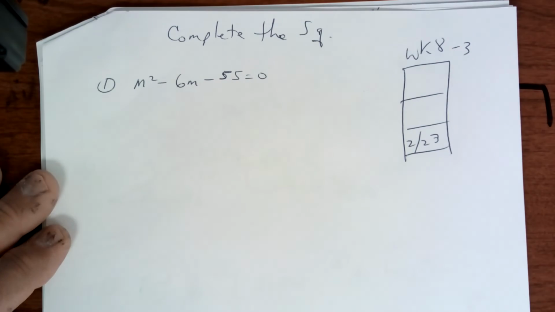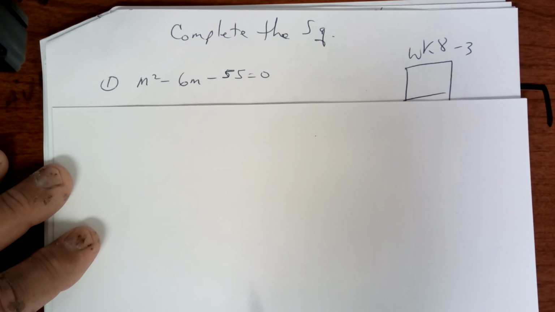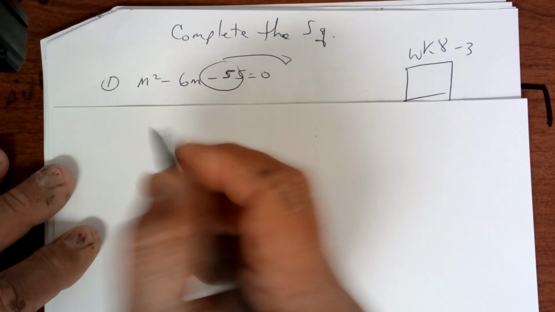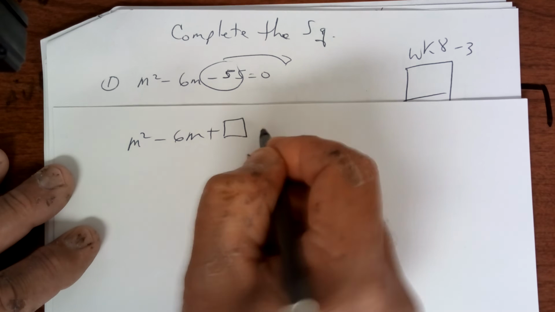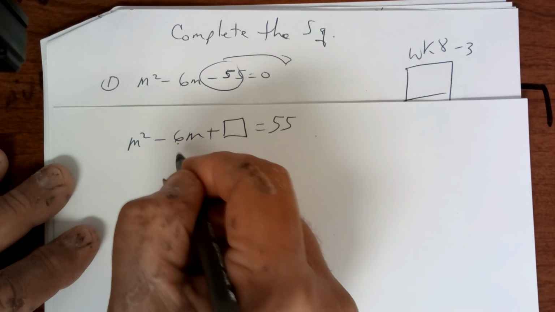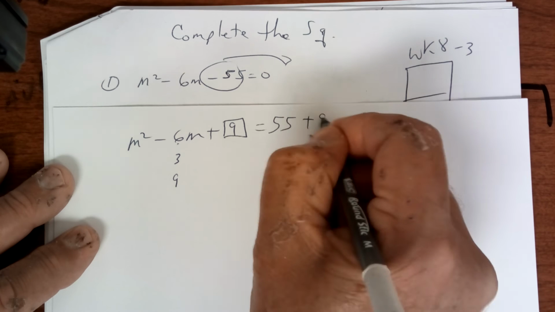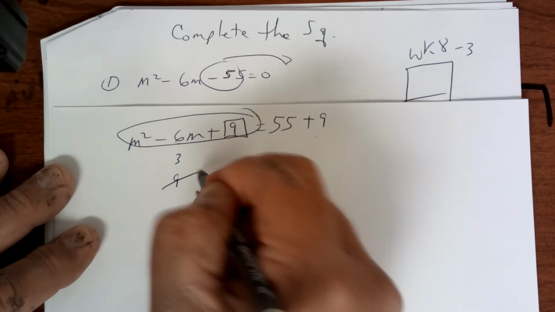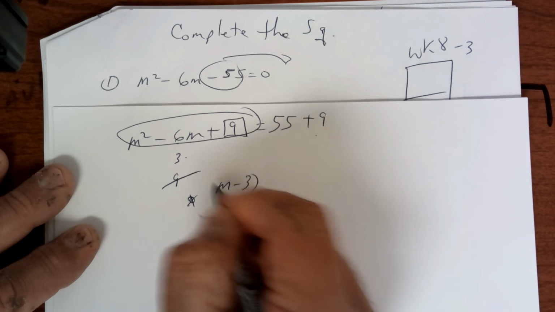Now they do get harder, okay, and we're going to look at a video that explains how to do the hard one. So look up here. First thing you're going to do is move the 55 to this side. So you're going to get m squared minus 6m plus the box equals 55 because it changes to a plus. Half of that is 3, and 3 times 3 is 9. So you're going to add 9 to both sides.